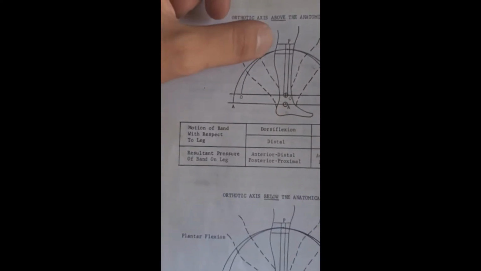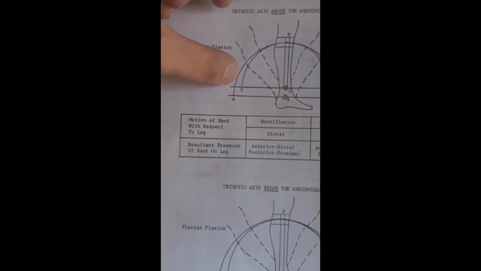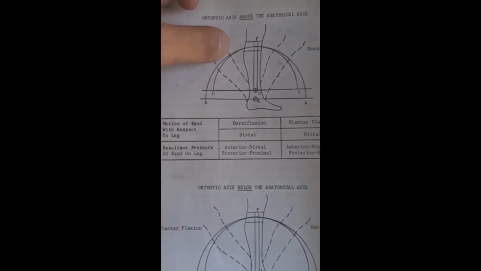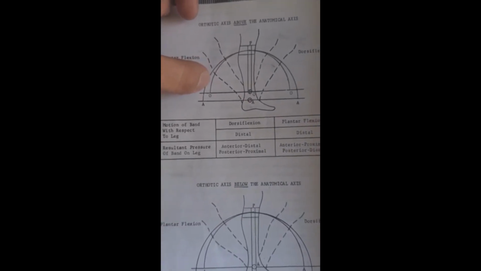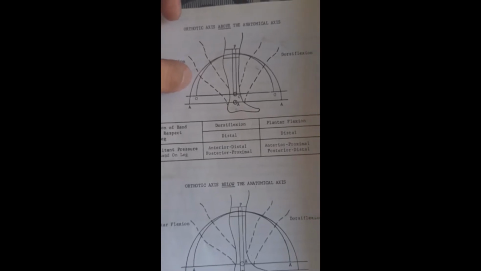Now in plantar flexion, consider the point of O at the anterior side and the point of O at the posterior side. At the anterior side it is proximal, while at the posterior side it is distal. So when the leg moves in plantar flexion, the pressure will be anterior proximal and posterior distal on the leg.